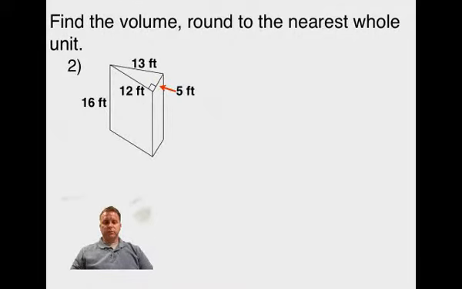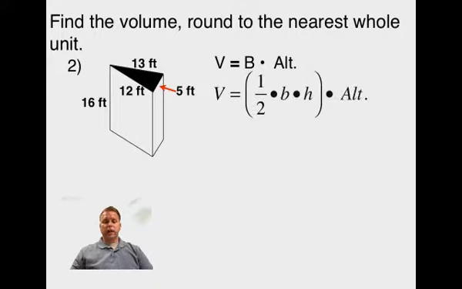Number 2. Again, we want to round to the nearest whole unit. Again, volume is equal to the base multiplied by the altitude. In this case, our base is what? It's a triangle. How do you find the area of a triangle? It's 1/2 times the base times the height. Then we'll multiply that by the altitude.